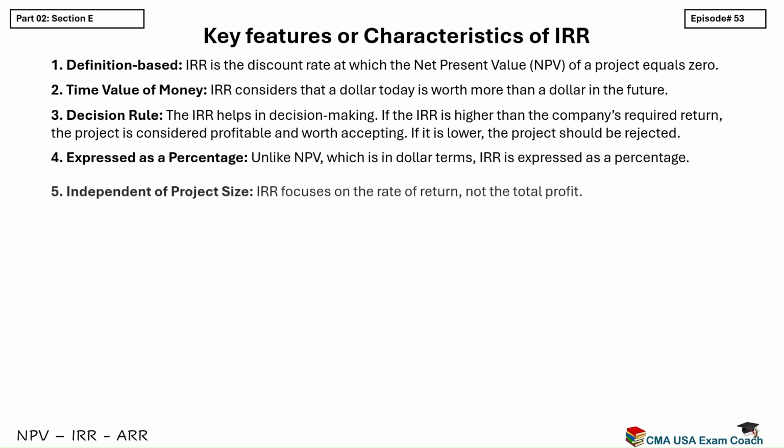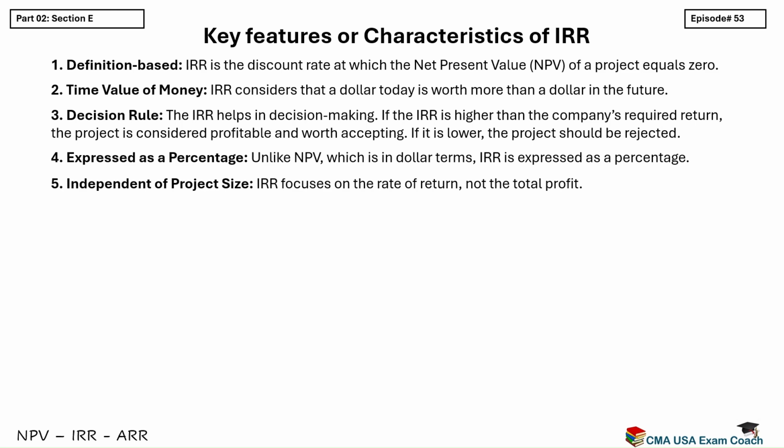5. Independent of project size. IRR focuses on the rate of return, not the total profit. A small project with high IRR can look more attractive than a large project with slightly lower IRR, even if the large project creates more total value.